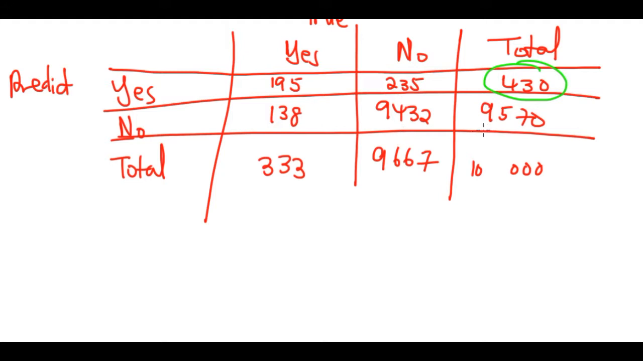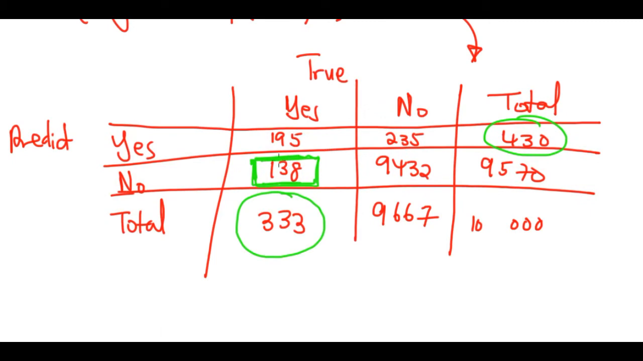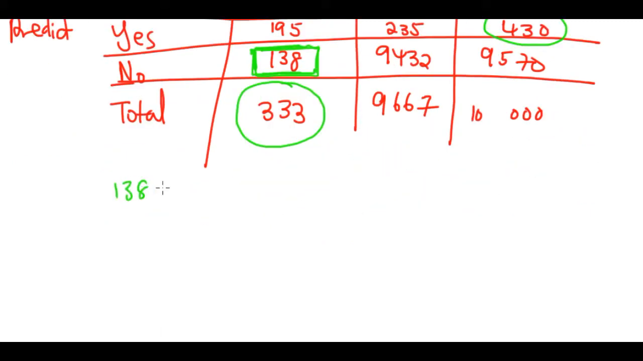Of the 333 people that actually defaulted, we are now incorrectly assigning only 138 compared to before. Before we changed our threshold, we had 252 here. Now we have 138. So the error rate that is of concern to our bottom line is 138 divided by 333, which is equal to 41.4%. And it has dropped from, I think it was 75.7, if I'm not mistaken.